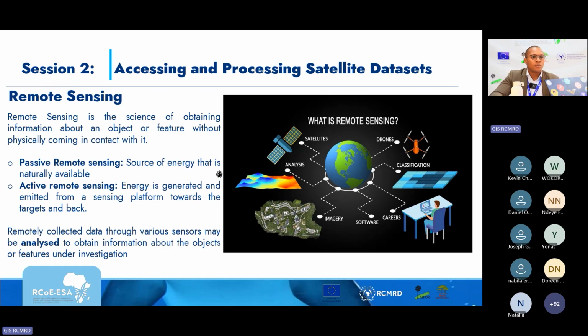So we have two types of remote sensing. One is where the satellites need a source of energy, which is called passive remote sensing. This is where they use the light from the sun, the naturally available light, so that we are able to, it receives the reflected.